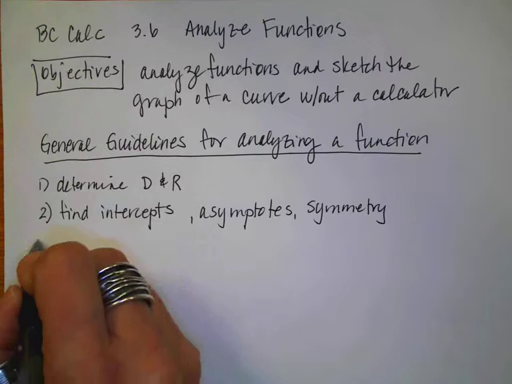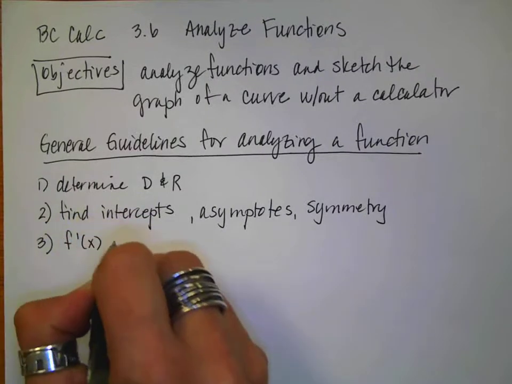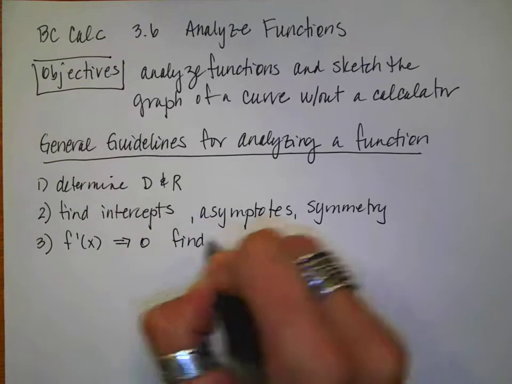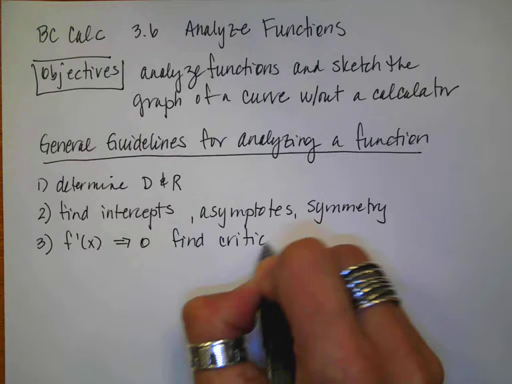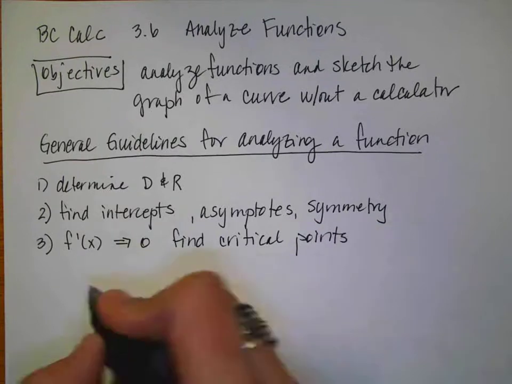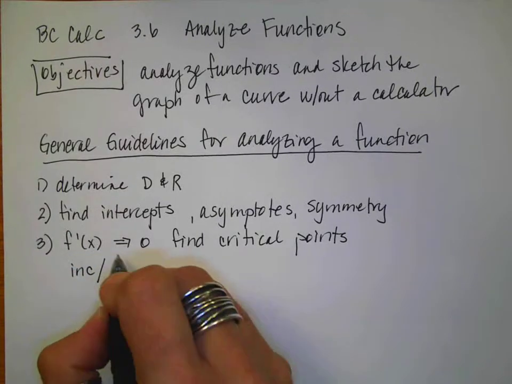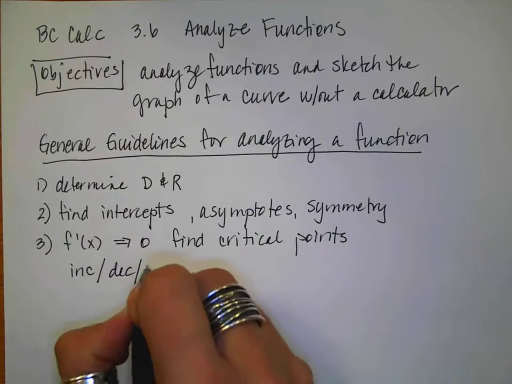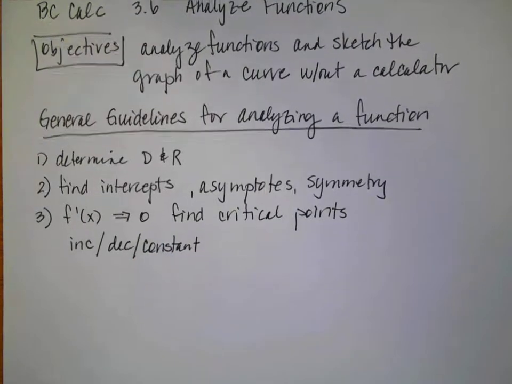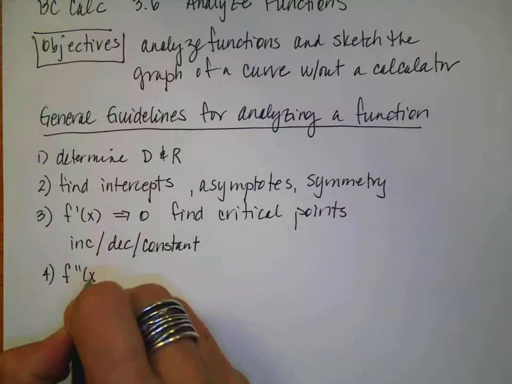Alrighty. The third thing that we're going to do is take the first derivative, set it equal to 0, and find our critical points. And remember that we are using the first derivative test to test for intervals where our function is increasing, decreasing, or constant.